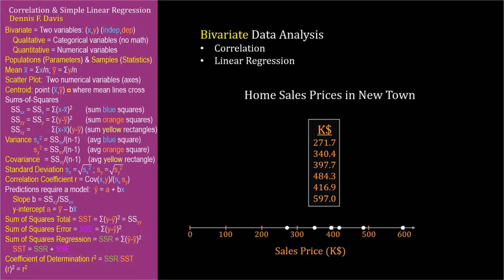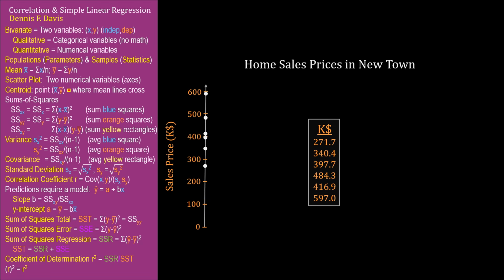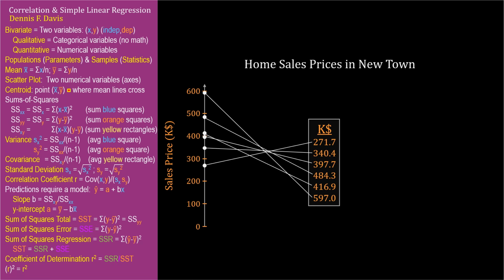And for reasons that will make more sense later, I'll flip the axis up to be vertical. Of course, it still tells us the same thing. So, here's the big question. Based on these sampled prices, what should a home buyer expect to pay for a home in Newtown? Or, to ask the same question a different way, what's the predicted price based on this sample?